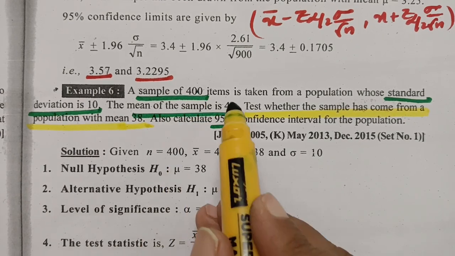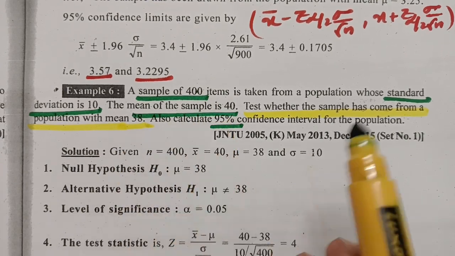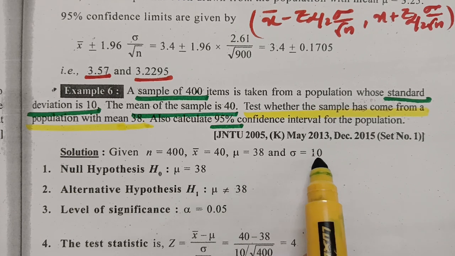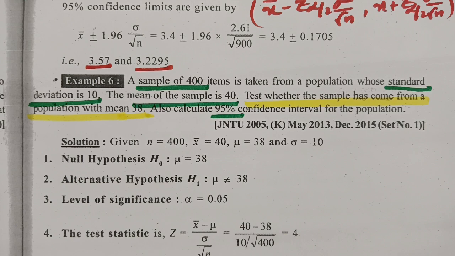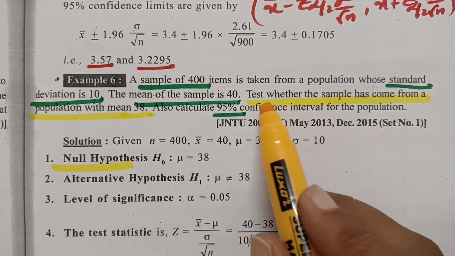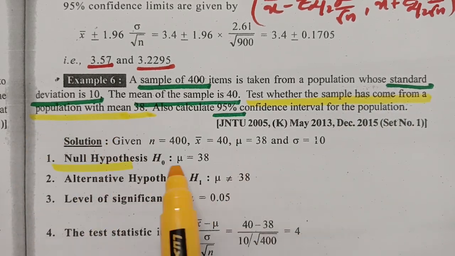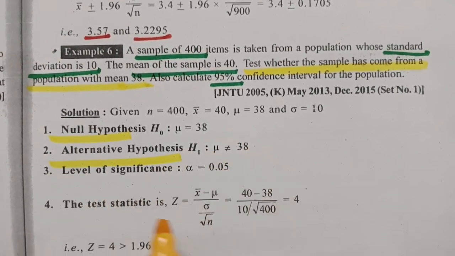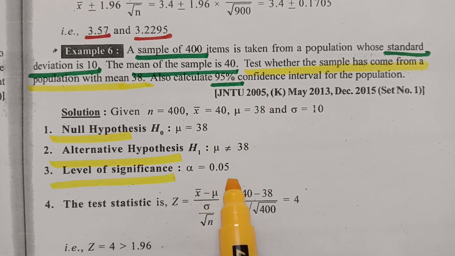There are two means here, 40 as well as 38. Whichever is bigger, you have to take as x bar. So x bar is equal to 40, mu is equal to 38, and sigma, the standard deviation, is equal to 10. And see here, it's very easy. The null hypothesis: mu is equal to 38, since we test whether the sample has come from the population with mean 38. In the alternate hypothesis, mu not equal to 38, level of significance 95%, which means 0.05.